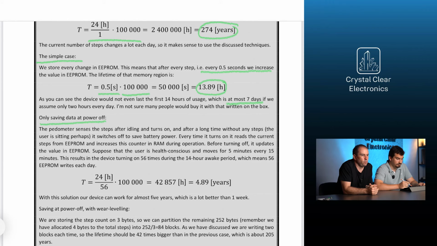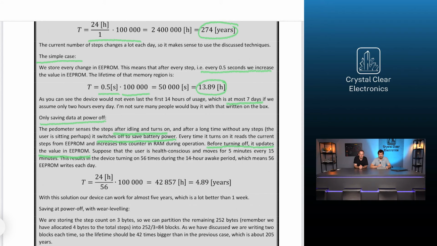Let's add a new feature to our step counter. The pedometer senses the steps after idling and turns on, and after a long time without any steps, for example when the user is sitting, it switches off to save battery power. Every time it turns on, it reads the current steps from the EEPROM, and during operation it increases this counter in RAM. Before turning off, it updates the value in the EEPROM.